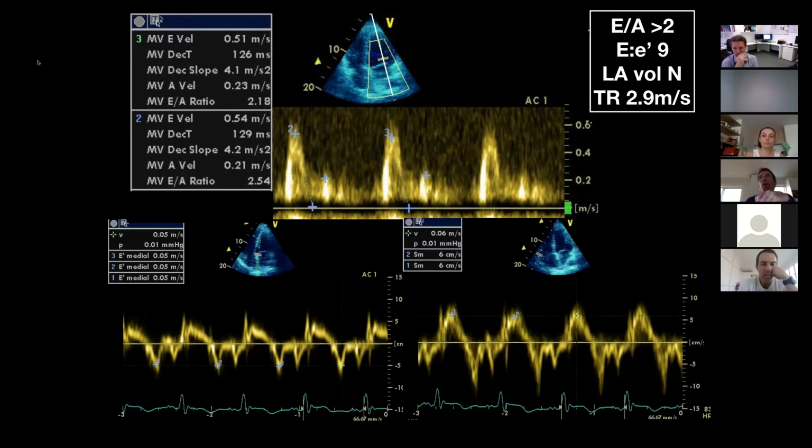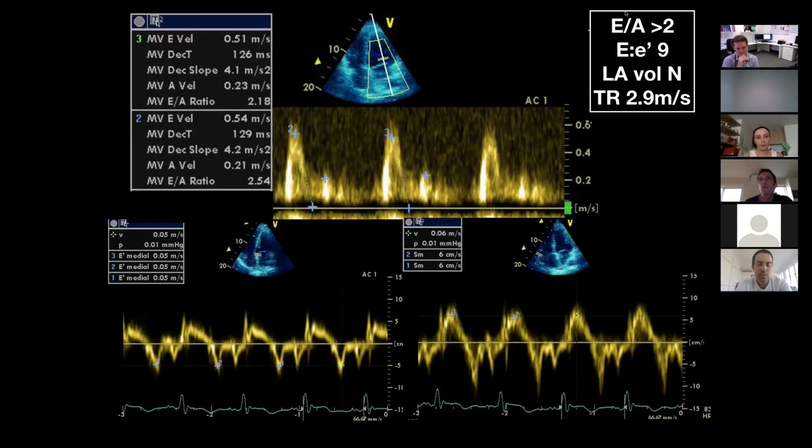Which would suggest elevated filling pressures in the left atrium. Very nice. Yes, or an elevated mean left atrial pressure. It would be good to know, I've forgotten the age of the patient. The patient was quite young. 49. Well, even at 49, an E to A of 2.5 is quite elevated.